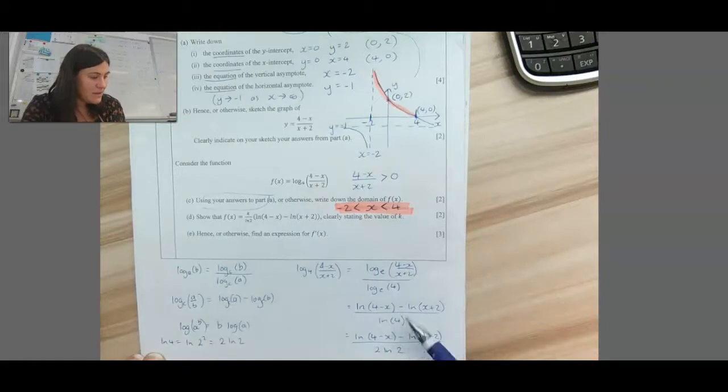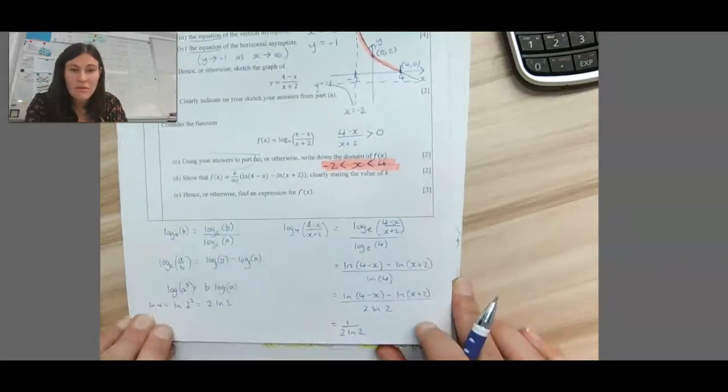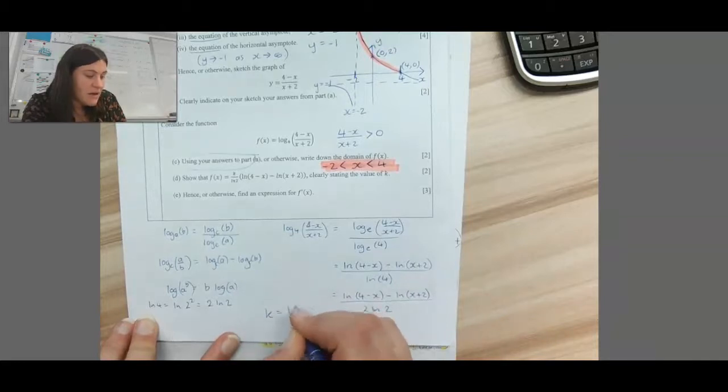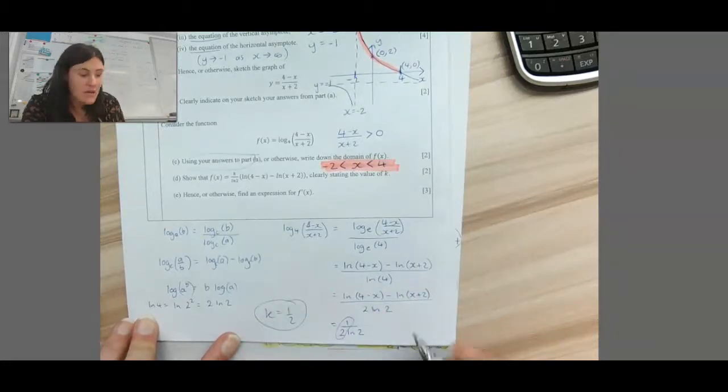Now comparing that, it's almost the same. Where this is k, I've got 2 at the bottom, which means k is either, I'm going to write it as this, 1 over 2 ln 2, where this is my value of k. So k equals a half, or you could write it as 0.5 in the numerator. I think that's why the question says clearly stating the value of k, so it's clear that we know what's going on.